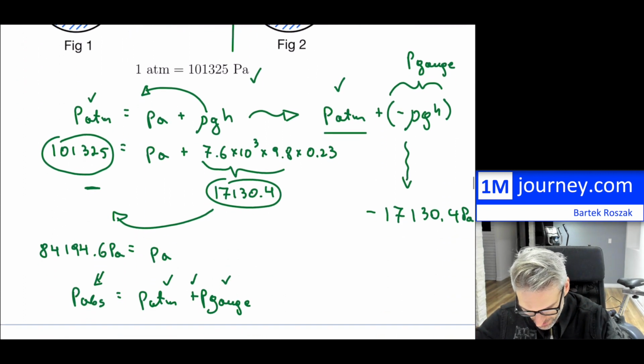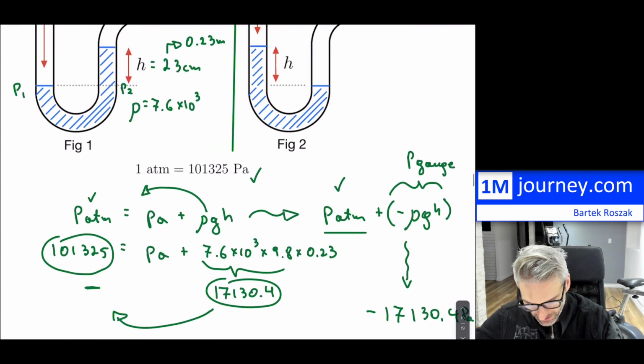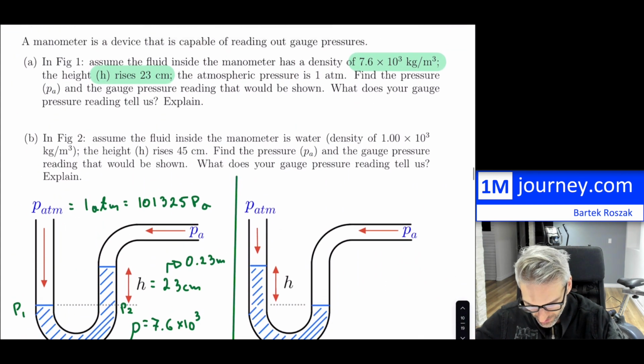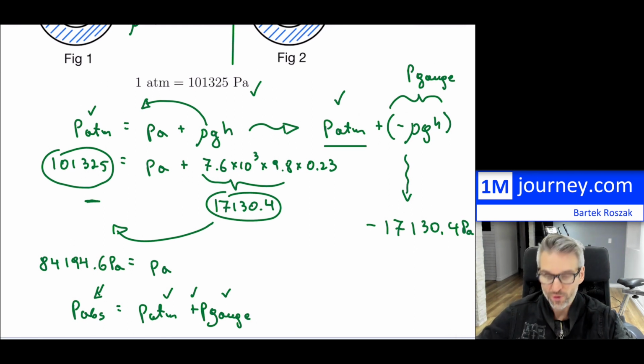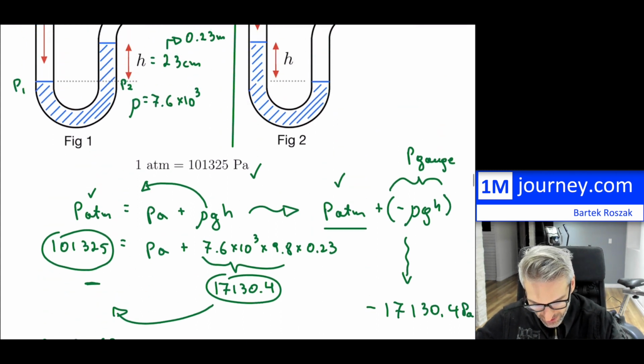Okay, so here is your atmospheric, here is your gauge pressure. If you wanted to round, it looks like everything is 2 sig figs, so you can do that, which would have been around 84,000 pascals for PA, and then about 17,000, which is negative, for the gauge pressure. All right, now what about figure 2?